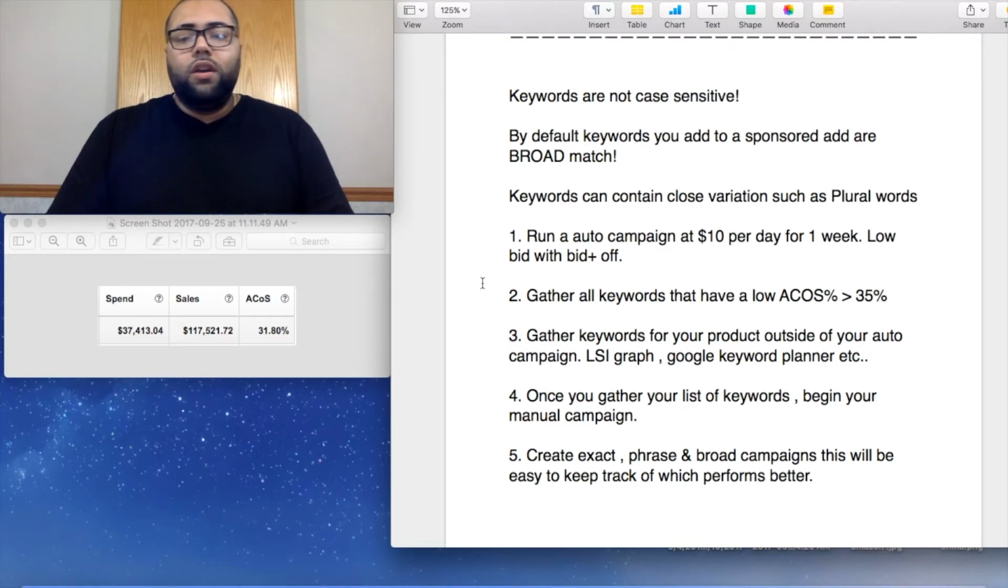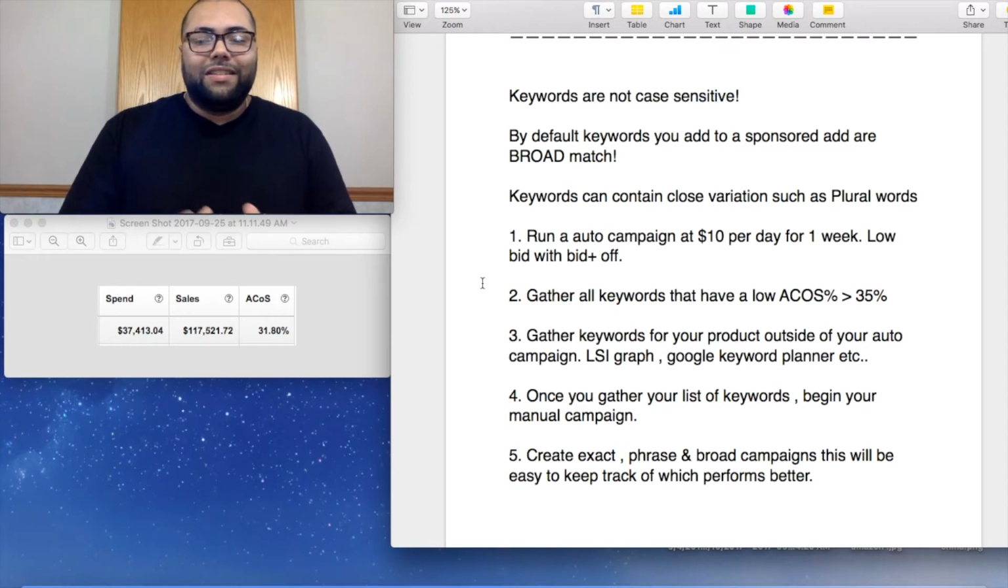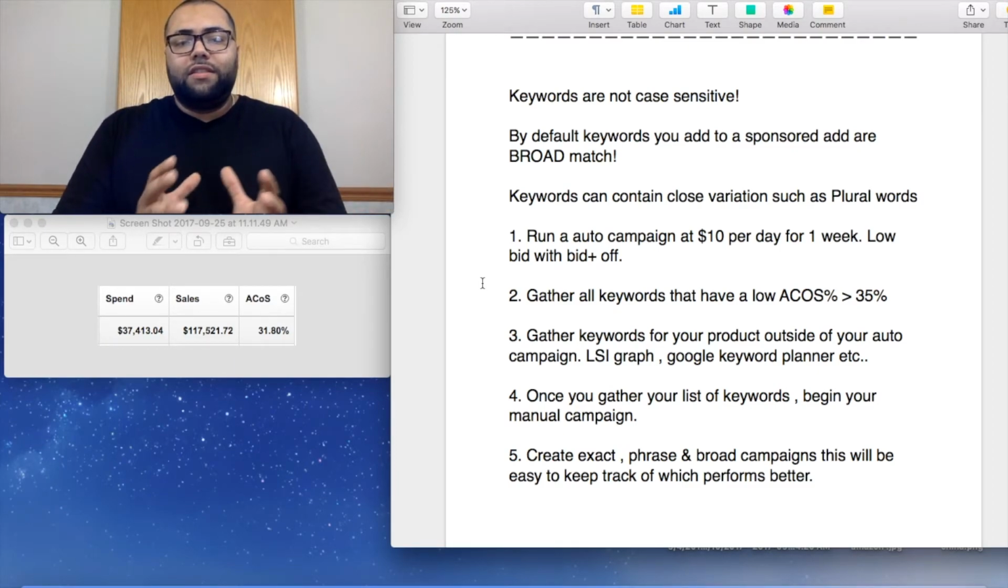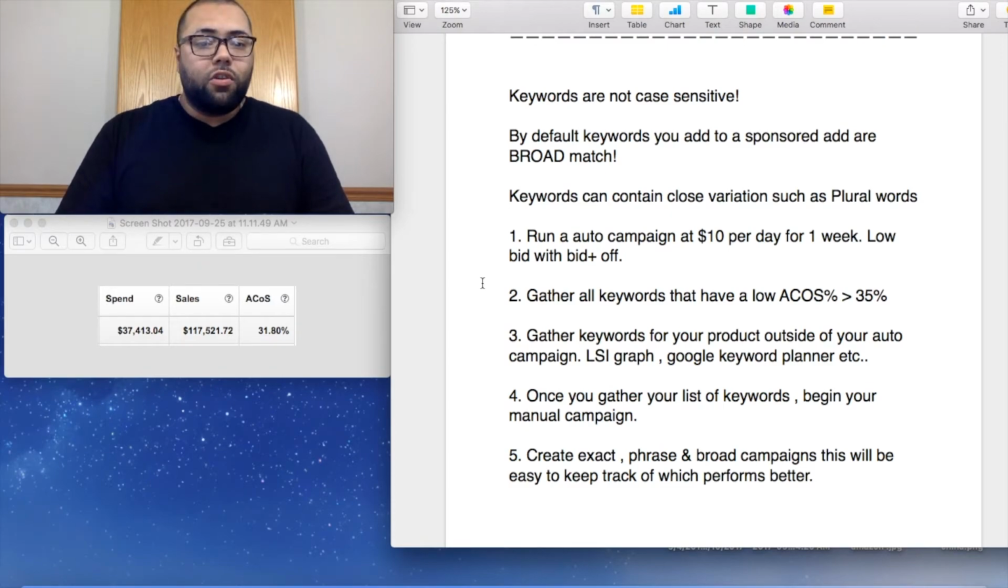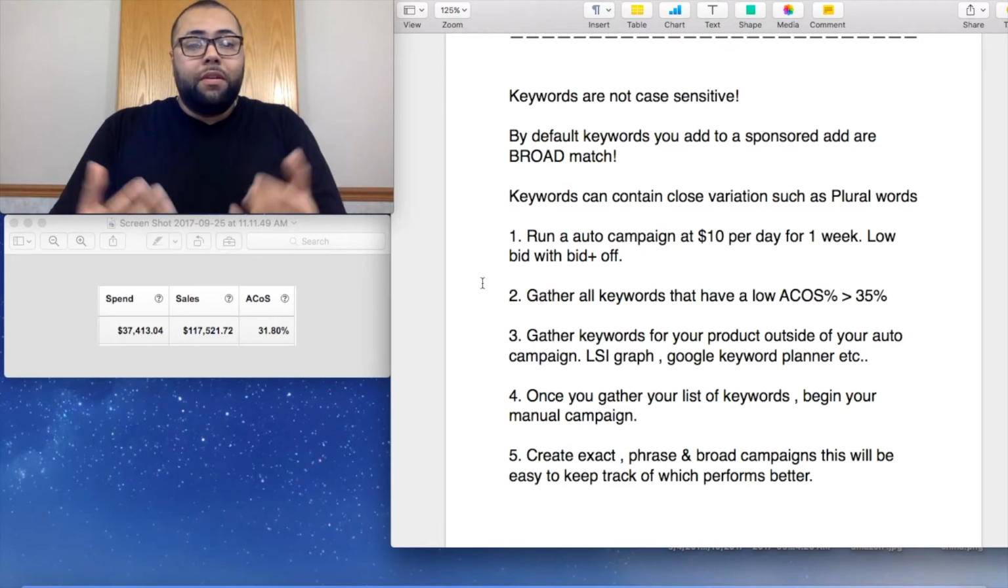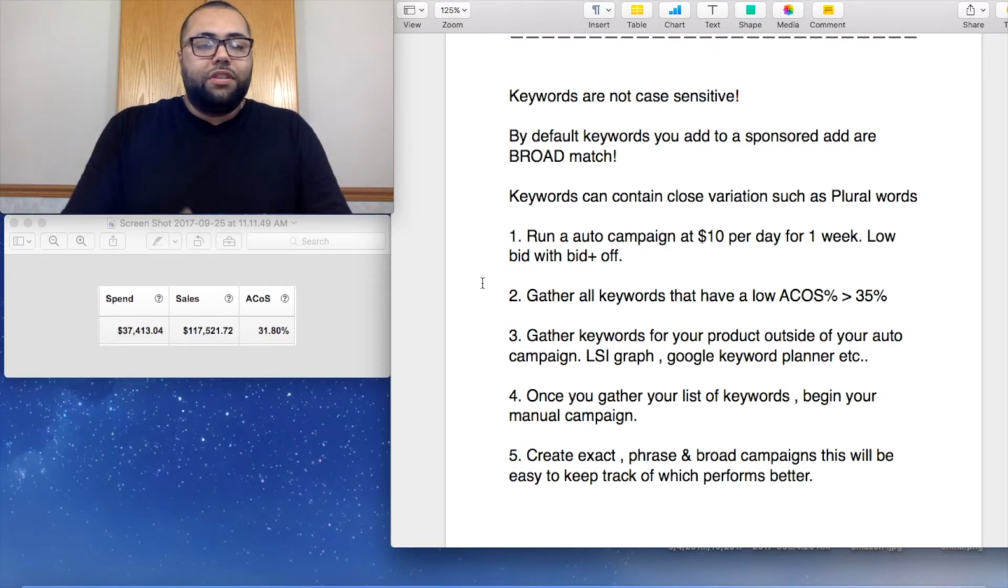Number 2, gather all keywords that have a low ACOS percentage, less than 35%. ACOS stands for average cost of sale, or advertising cost of sale, if you guys didn't know what ACOS stands for. I shoot for 35% and lower because usually your products are around that margin, 30 to 35%. So you want to be lower than that. If you have a 50 or 70% marginal item, it's a high marginal item, then maybe you can increase that to 40 or 50%. But this is just my rule of thumb and what I stick to.